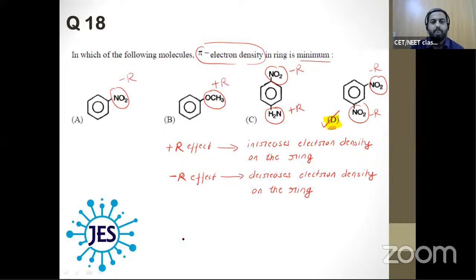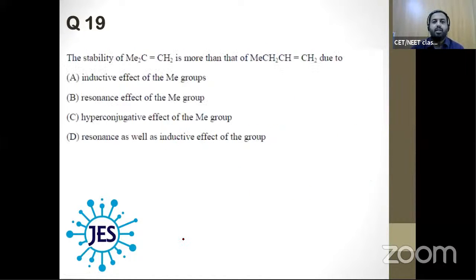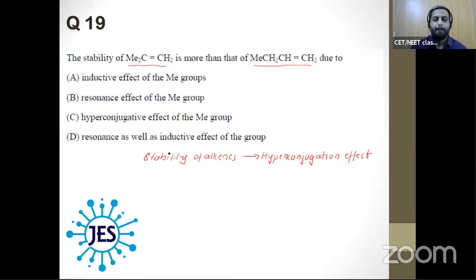The stability of this compound, Me2C double bond CH2, is more than MeCH2CH double bond CH2. So you are comparing the stability of alkenes. Stability of alkenes is best explained by the hyperconjugation effect. So here the stability of these two compounds again can be explained by the hyperconjugation effect of the methyl group.